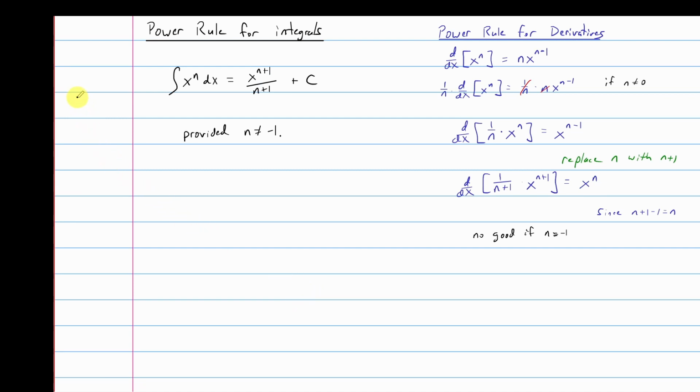A couple of special cases that I want to point out right away. If my n is 0, then I'm integrating a constant. So if I integrate, say, x to the 0, I add 1 to the power, divide by the new power.